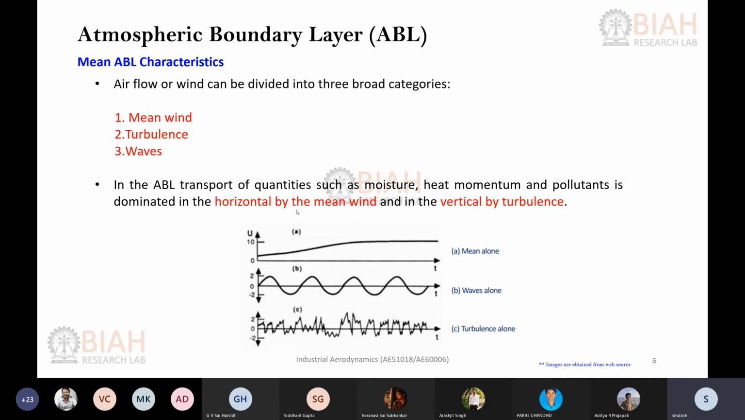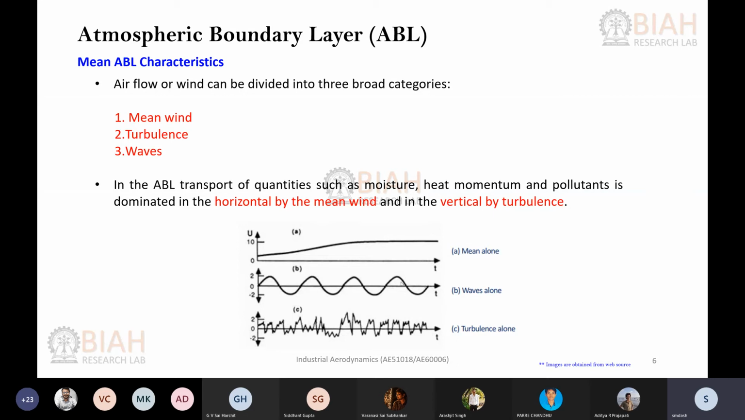Then another thing is, in horizontal wind condition, when you are trying to see the horizontal variation of the wind, it will be dominated by your mean flow or your waviness up to a certain extent.